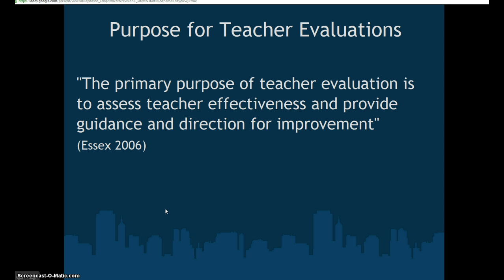Too often, it seems, teachers view the evaluation process as a gotcha. And for it to be most effective, it really shouldn't be seen that way. It should be seen as identifying areas of strengths and areas where improvement could be made, and then designing some real good, purposeful professional development to help the teacher grow.